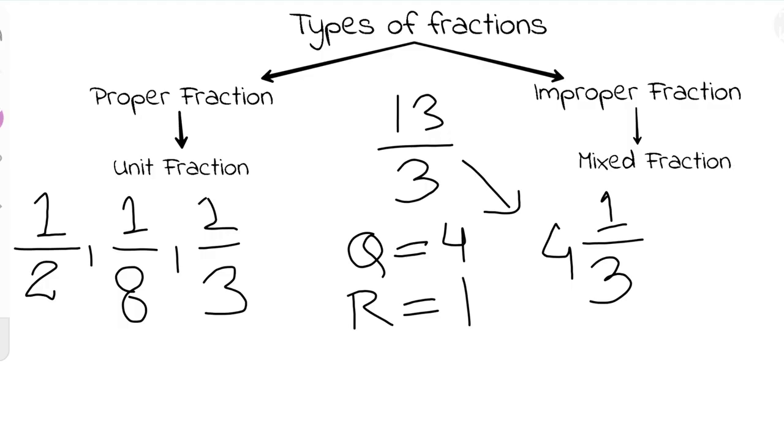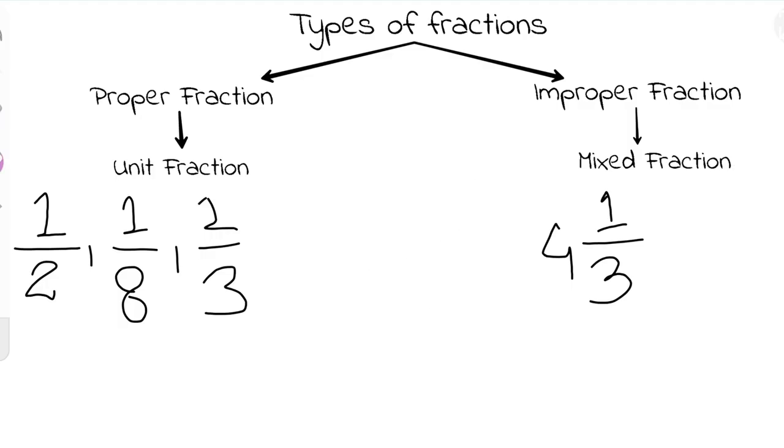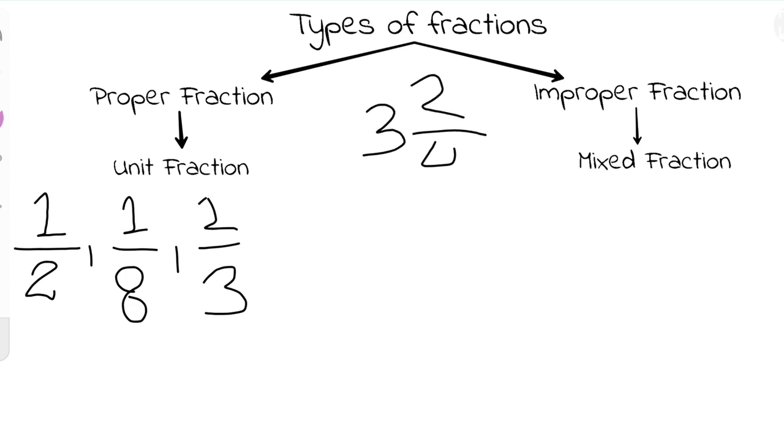Now just like we have converted improper fraction into mixed fraction, in the same way we can convert mixed fraction into improper fraction also. For example, you got a mixed fraction as 3 2 by 4. So what you have to do? You have to first multiply these two numbers. Okay, these 3 and 4 you have to multiply, then you have to add 2 in this.